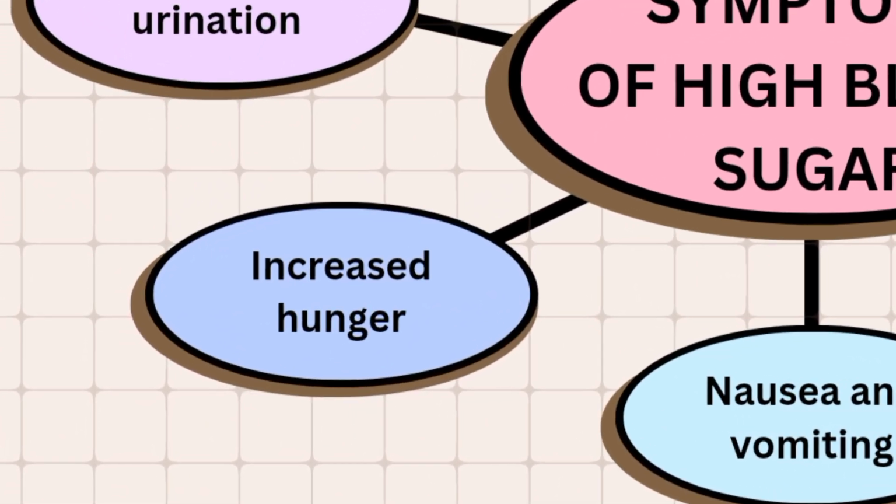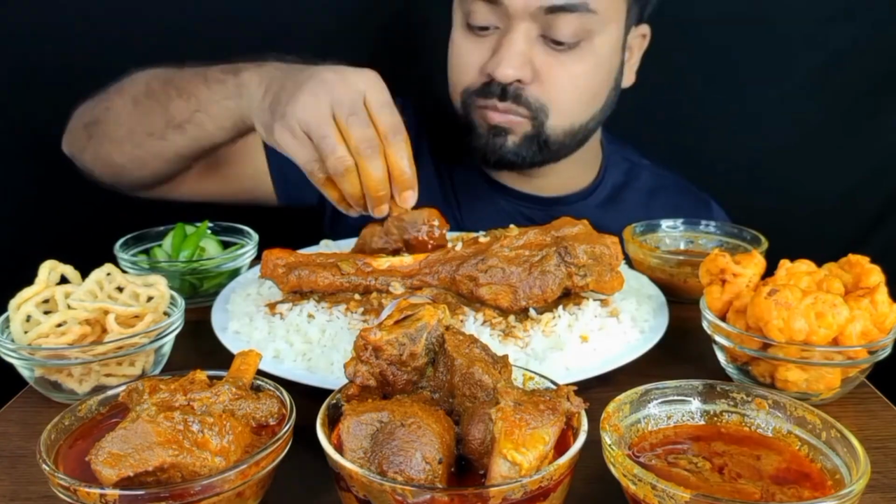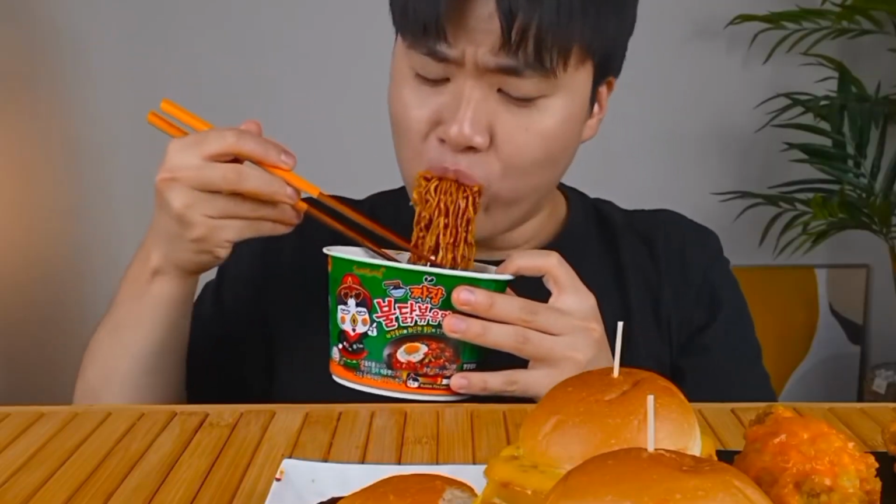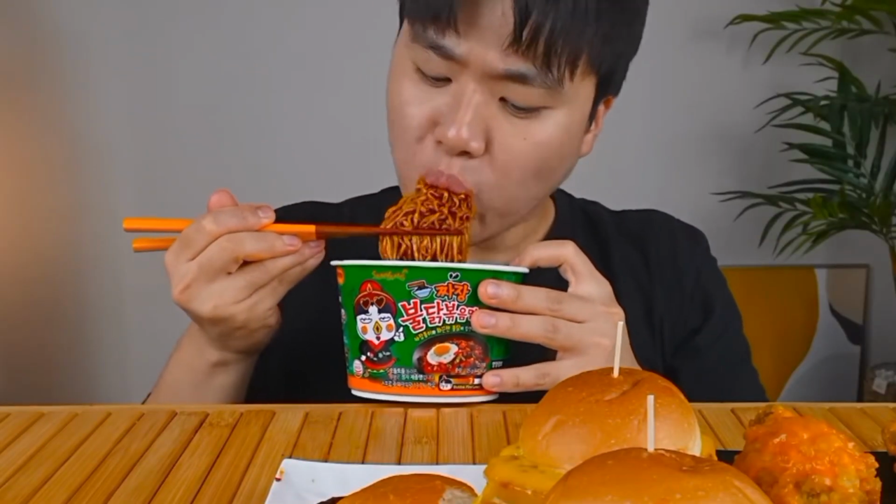Increased hunger. Excess sugar in your bloodstream means your body cannot use it for fuel. Hence, your cells become starved for energy, causing you to feel extra hungry. But the more carbohydrates you consume, the higher your blood sugar rises.